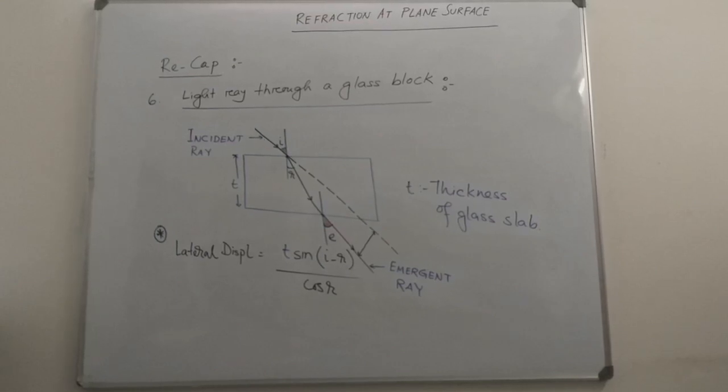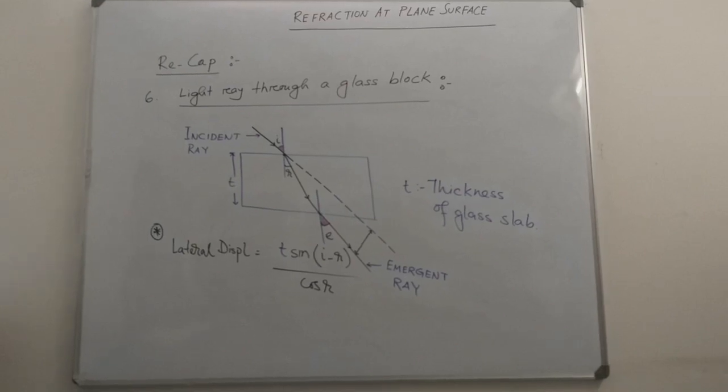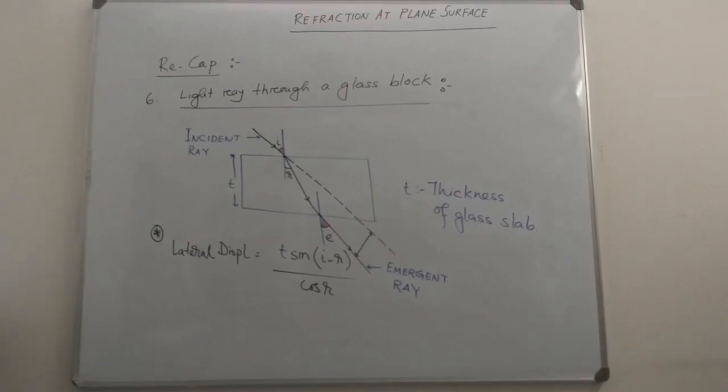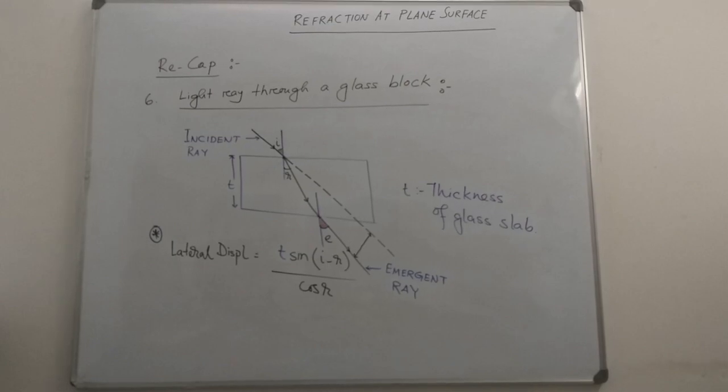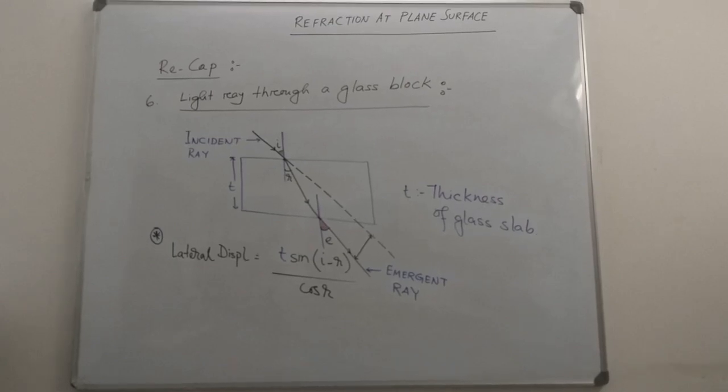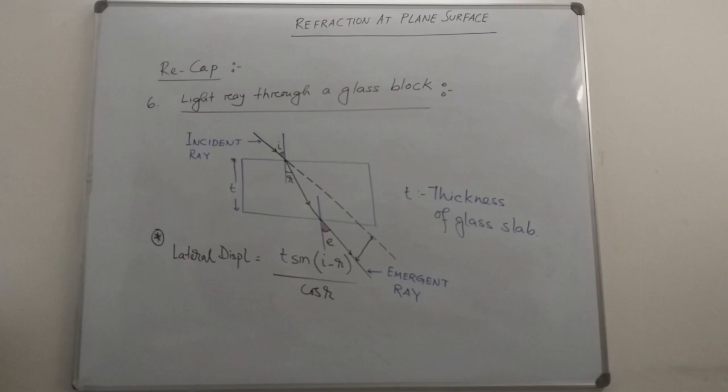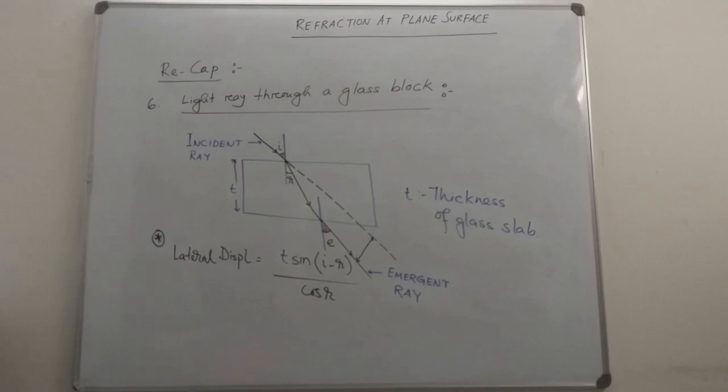It is going towards the normal, since the light ray is traveling from air to glass. So it is traveling from a rarer to a denser medium, and that means the light ray after refraction will bend towards the normal, as you can see in the diagram, and then it comes to another interface from where the light will go from glass to air, because there will be the emergent ray.